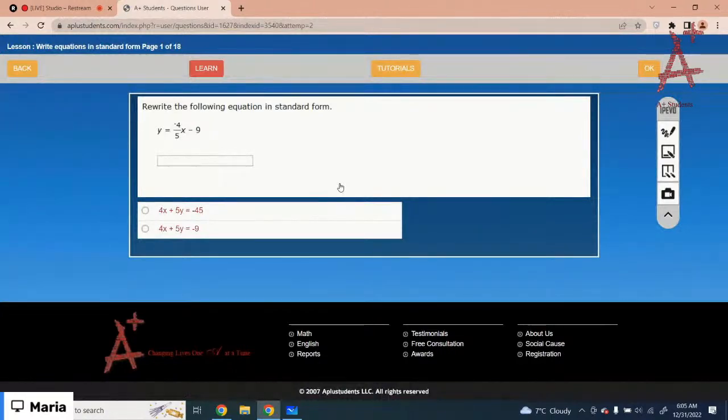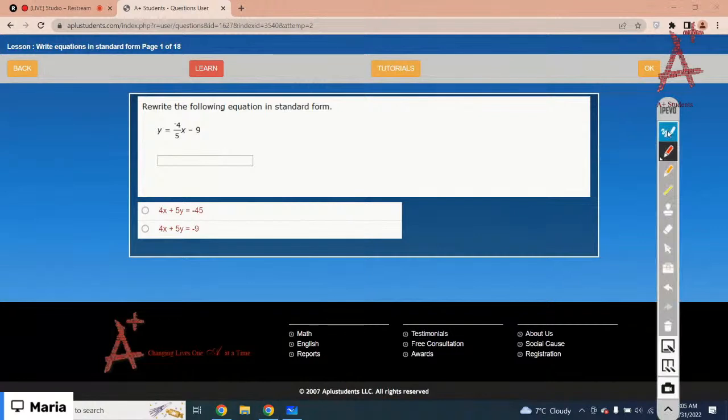Rewrite the following equation in standard form. You have to write the equation in the standard form, and we know that the standard form of the linear equation is ax plus by equals c. Got it? That means we have to write x and y on the same side and the coefficient on the other side. So just move that negative 4 by 5x to the other side. It would be then positive 4 by 5x plus y equals negative 9. Also remove that 5 from the denominator. So to remove that 5 from the denominator, we have to multiply 5 both sides of the equation.